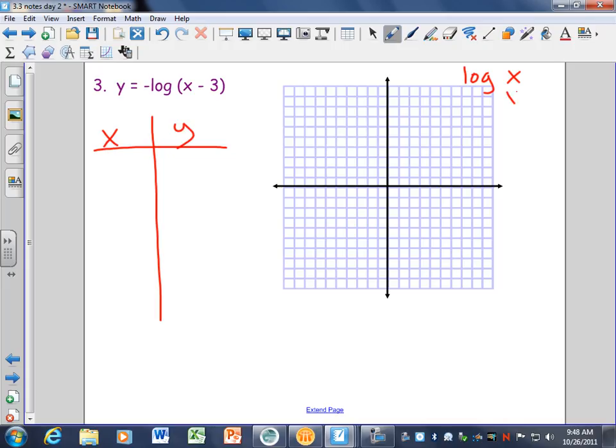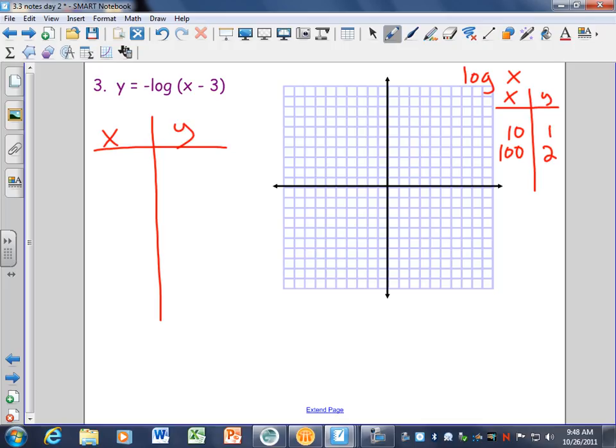So if I was going to graph log of x, I could pick 10, and the exponent would be 1. I could pick 100, and the exponent would be 2. You with me on that? But what do I have to pick now that it's x minus 3 in there? If I pick 10, I'm going to have log of 7, and I don't know that off the top of my head. So you have to pick numbers that when you subtract 3 from it, that makes it a perfect power of 10.